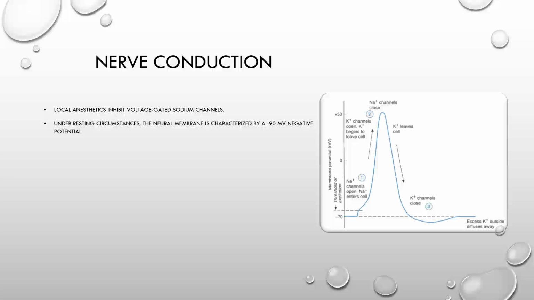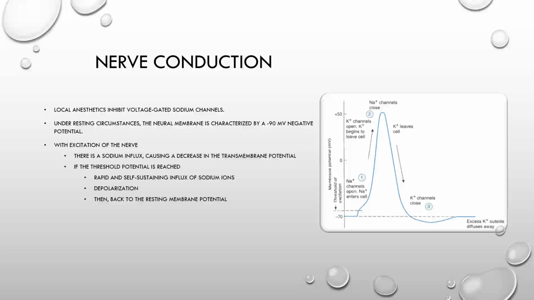As you remember from neurophysiology, under normal or resting circumstances, the neural membrane has a negative potential of about minus 90. So the potential inside the nerve fiber is negative relative to the extracellular fluid. This negative potential is created by the active outward transport of sodium and inward transport of potassium ions, combined with a membrane that's relatively leaky to potassium and relatively impermeable to sodium ions.